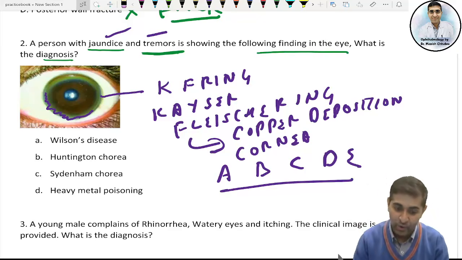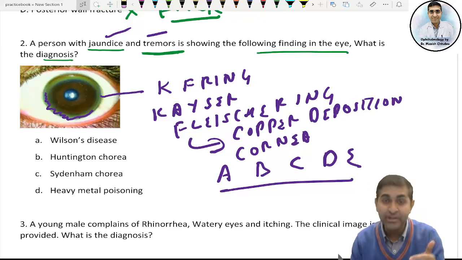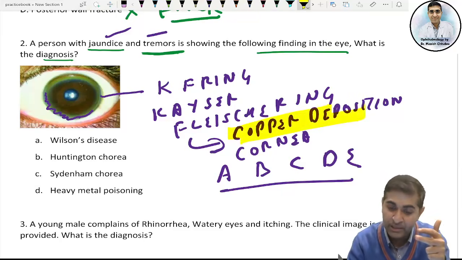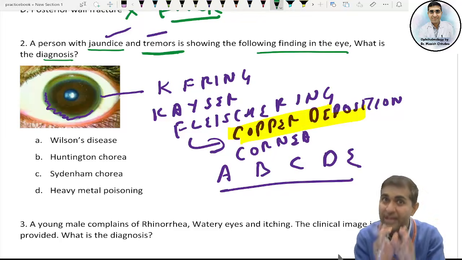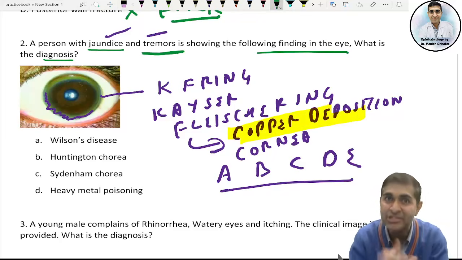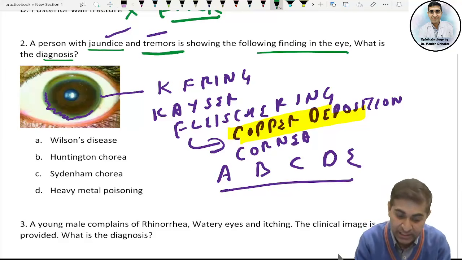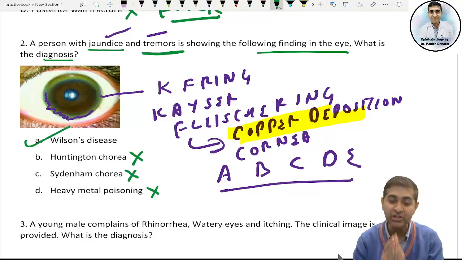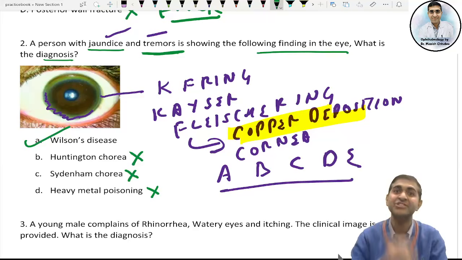Now jaundice, tremors, presence of KF ring, and you know KF ring is actually copper deposition. So that actually tells you that this is some disease associated with copper metabolism. Yes, and out of these four, heavy metal poisoning, no. Other options, no. The answer is clear cut, which is Wilson's disease.